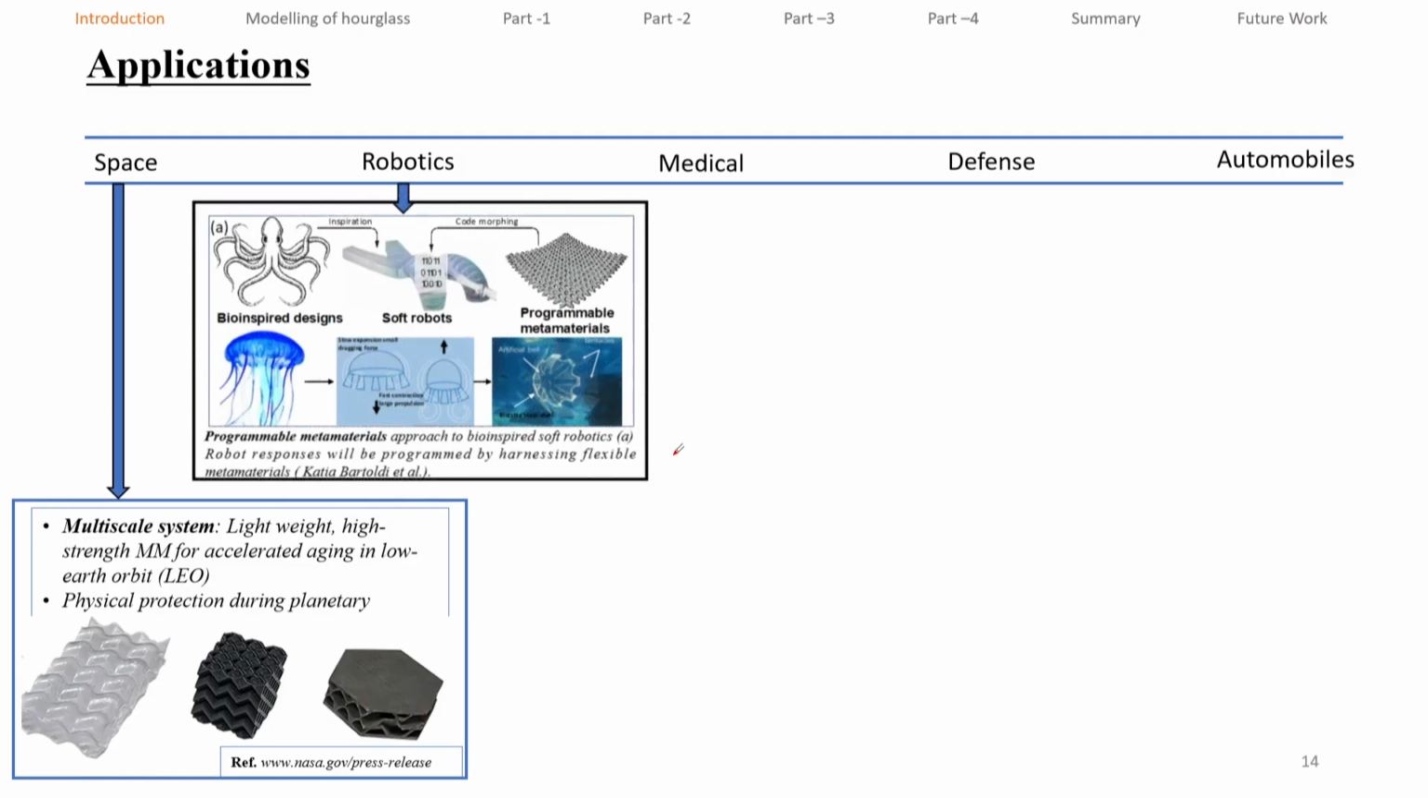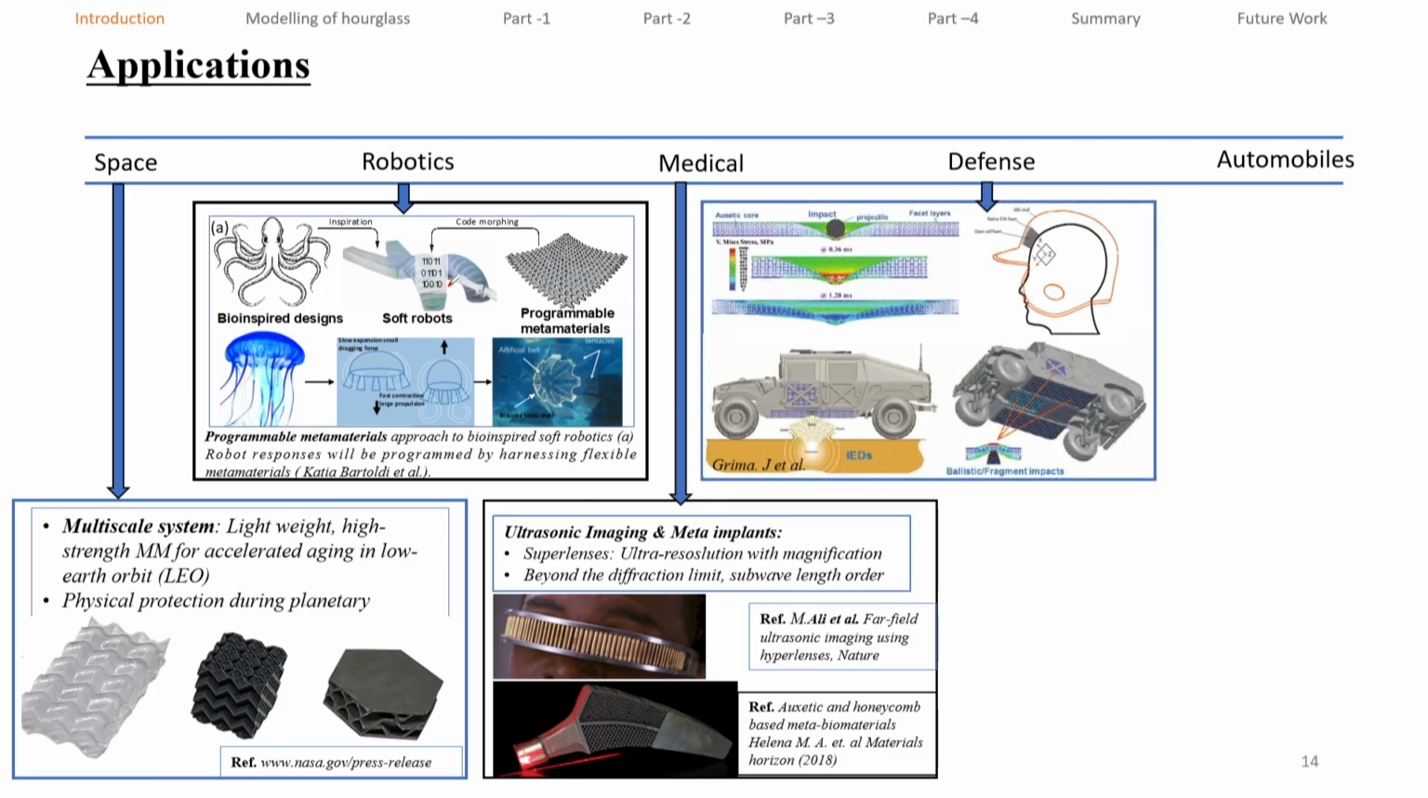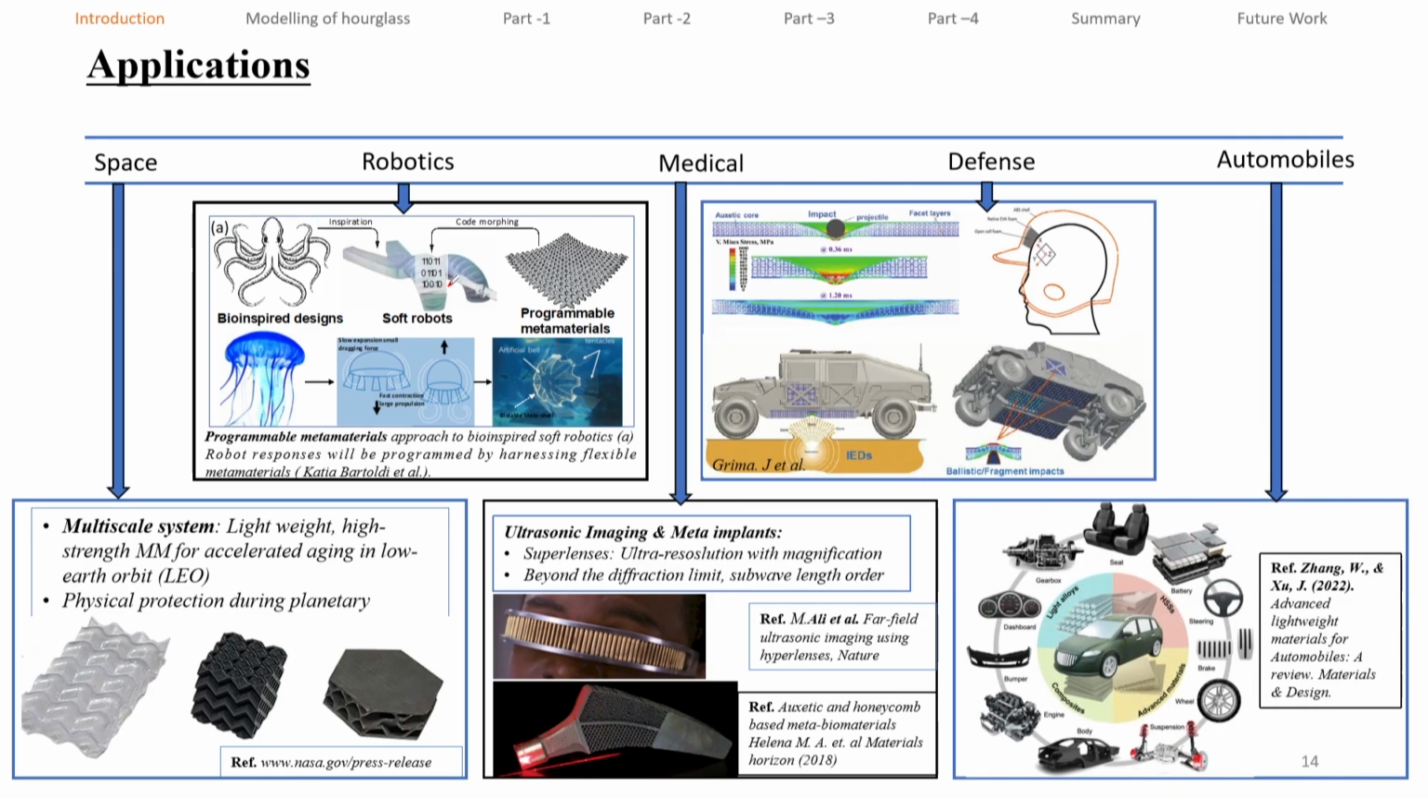Now, what are the applications of such metamaterials? Well, you see, in space there are applications like multi-scale systems. In robotics there are applications like this robotic octopus, and other types of soft robots. Then in medicine, there are ultrasonic imaging and meta implants. In defense, there is a major application in different types of vibration control, shock control, etc. In automobiles also there are applications. So, for intelligent systems, metamaterials are coming up with many big applications.